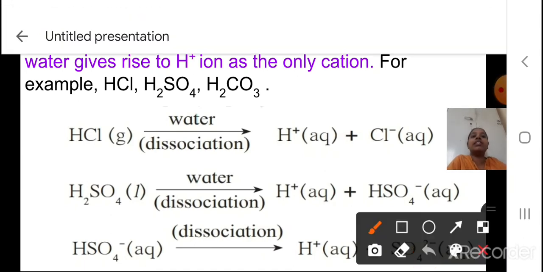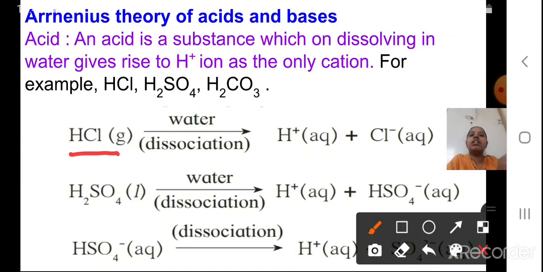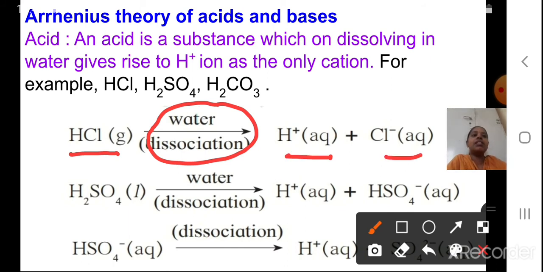You can see here HCl. Yes, HCl is given. Okay, how is it? It is water dissociation. Okay, so what is going to happen? H plus aqueous plus Cl minus aqueous. So see, H plus ion is formed on the dissociation.